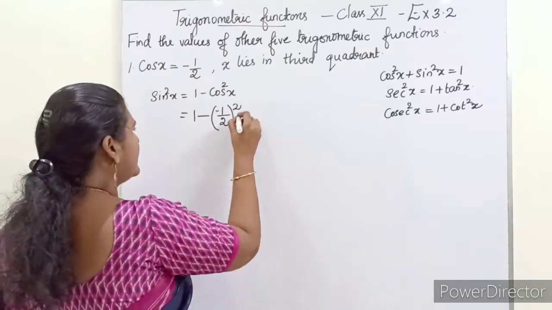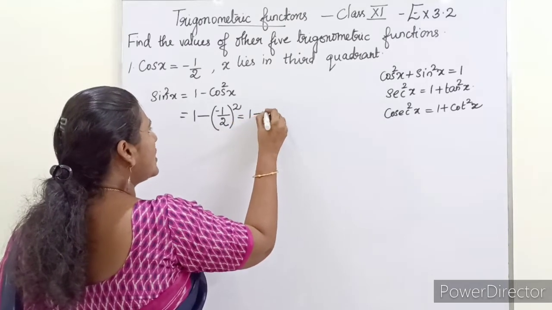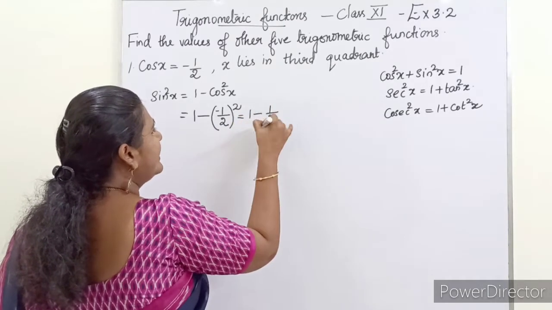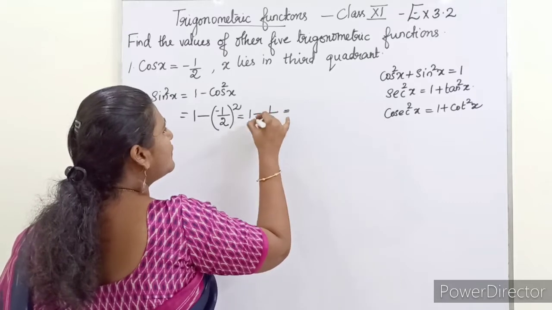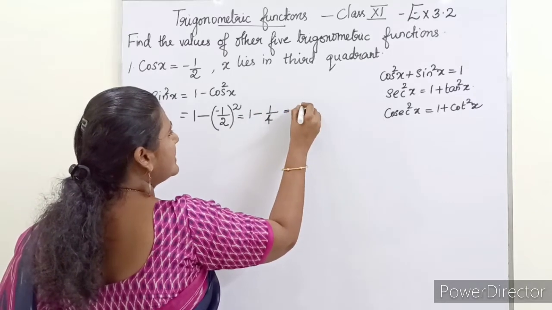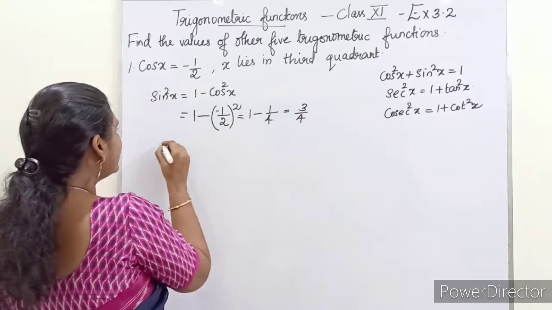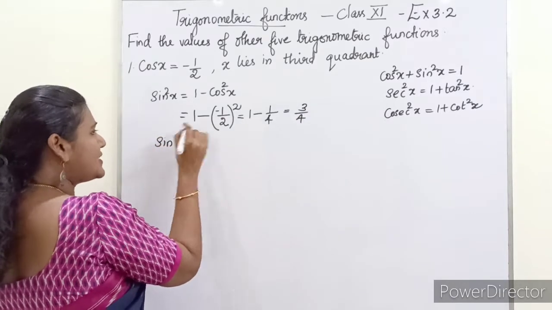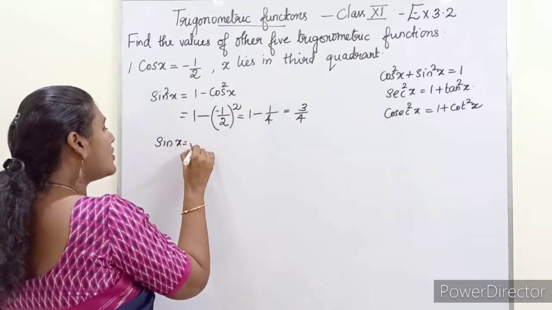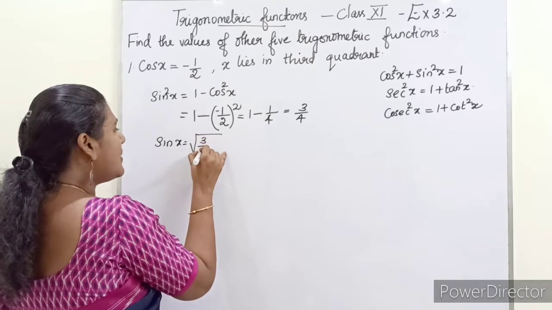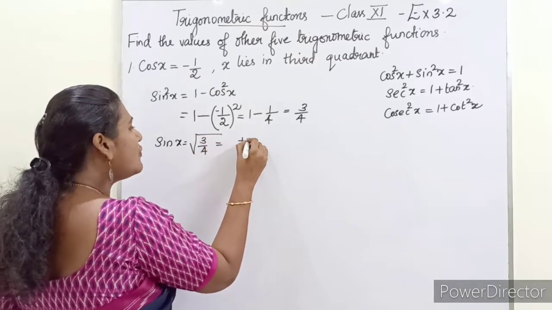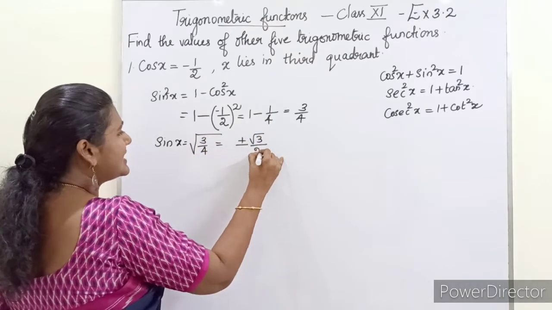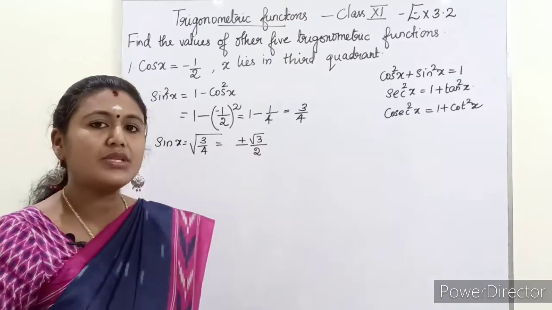We will simplify this, that is 1 minus 1 by 4. Now you will take LCM. So we will get (4 minus 1) by 4, that is 3 by 4. So this is the value of sin square x. So sin x is equal to root of 3 by 4. So you will get 2 values for sin x, that is plus or minus root 3 by 2.